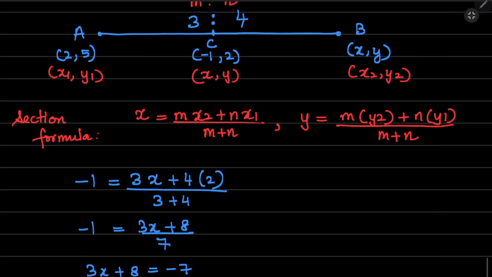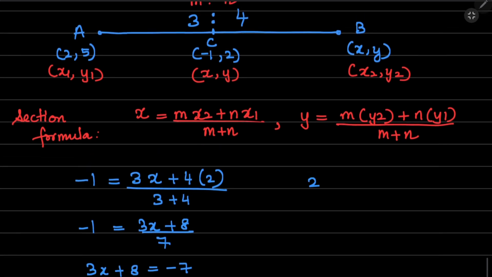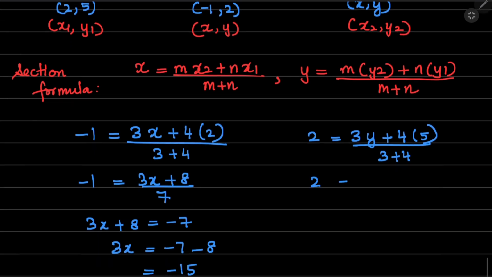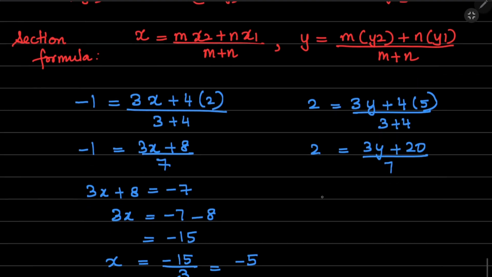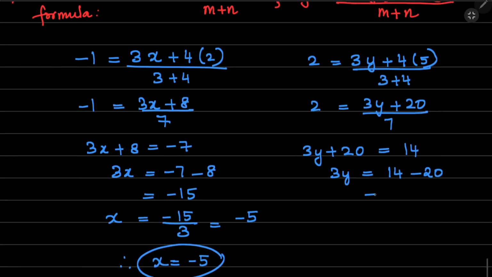Similarly, you can write for y also. What is y now? It's given to you. 2 is equal to 3 into y plus 4 into 5 divided by 3 plus 4. So 2 equal to 3y plus 20 divided by 7. So you have got 3y plus 20 is equal to 14. 3y is equal to 14 minus 20, which is minus 6. And y is equal to minus 6 by 3, which is minus 2.